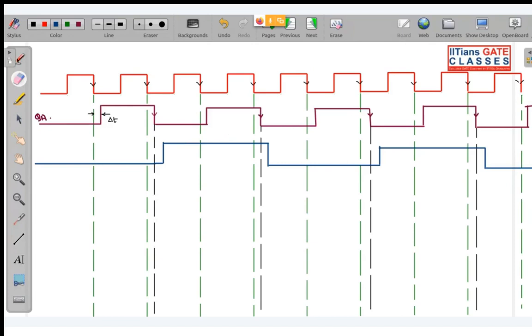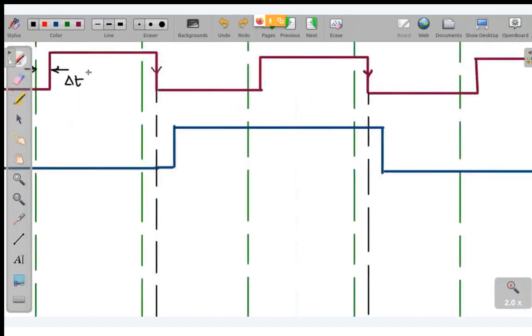Okay, now you can see basically this time, if I zoom a little bit, this much is del t. But if you consider from here till here, this is 2 del t. Del t for here and one more del t over here. So this is 2 del t.